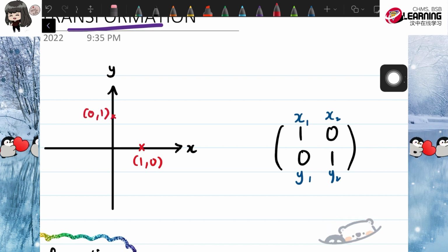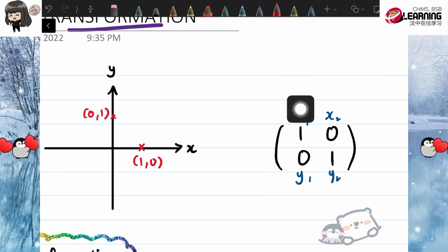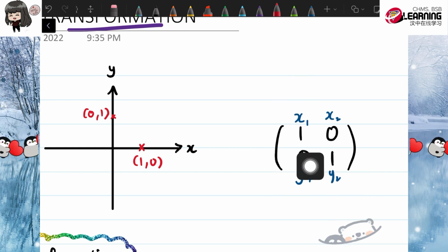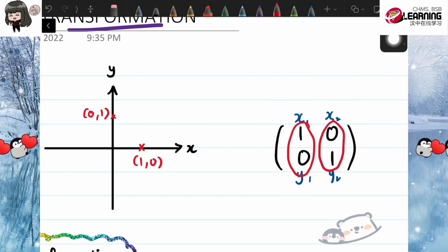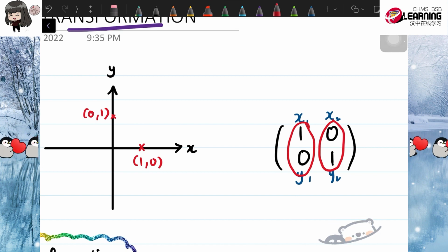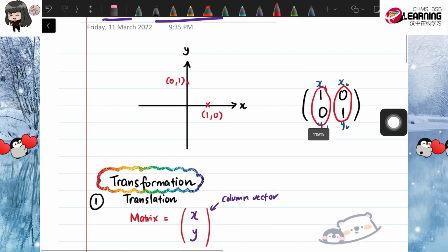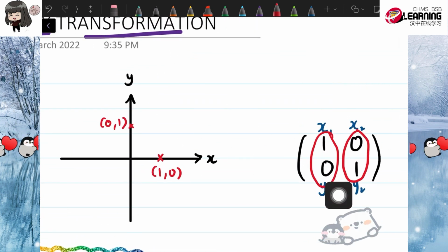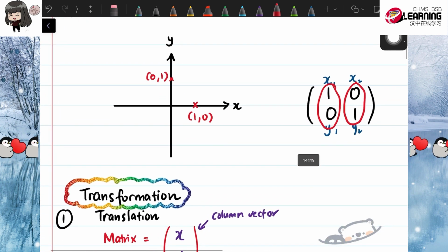Okay, so when you look at a matrix like this, you must see it this way: x, y, x, y. Not like this, it's like this: this is considered the first coordinate and your second coordinate. And this 1, 0, 0, 1 is the standard. Before we move on to transformation, you need to know the standard unit first, before we find the transformation matrix here.